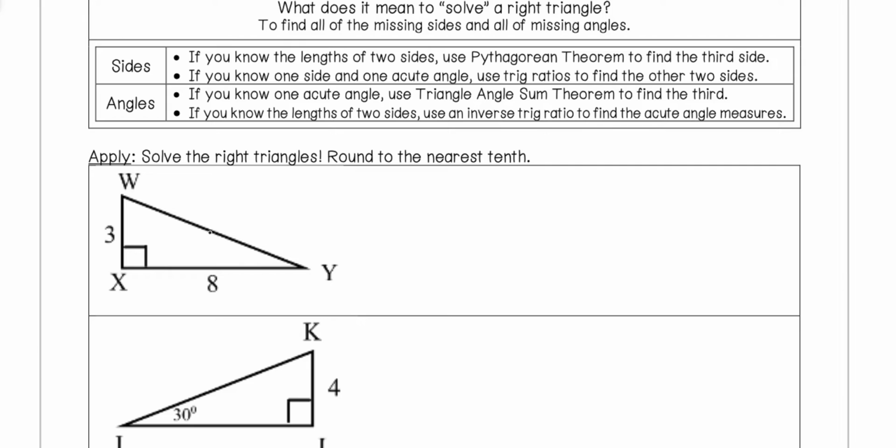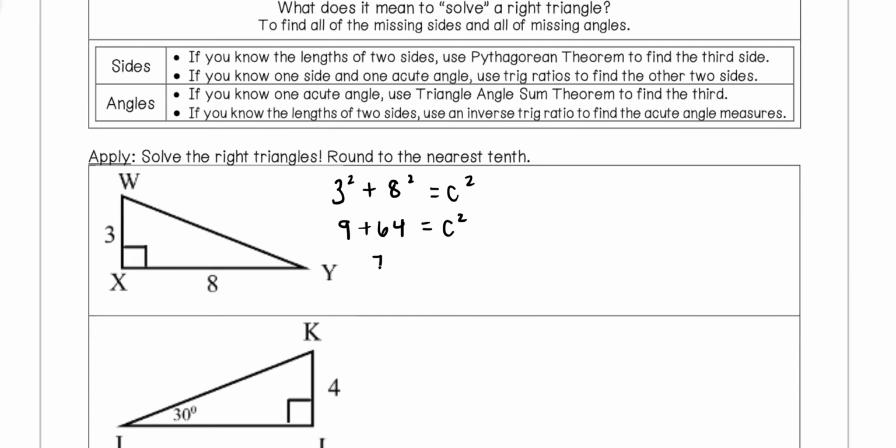and we don't know this last side. Well, 3 and 8 are the legs of this right triangle, so we can use the Pythagorean theorem here and do 3 squared plus 8 squared will equal c squared to find that value for wy, that hypotenuse of this triangle. So 3 squared is 9, 8 squared is 64.